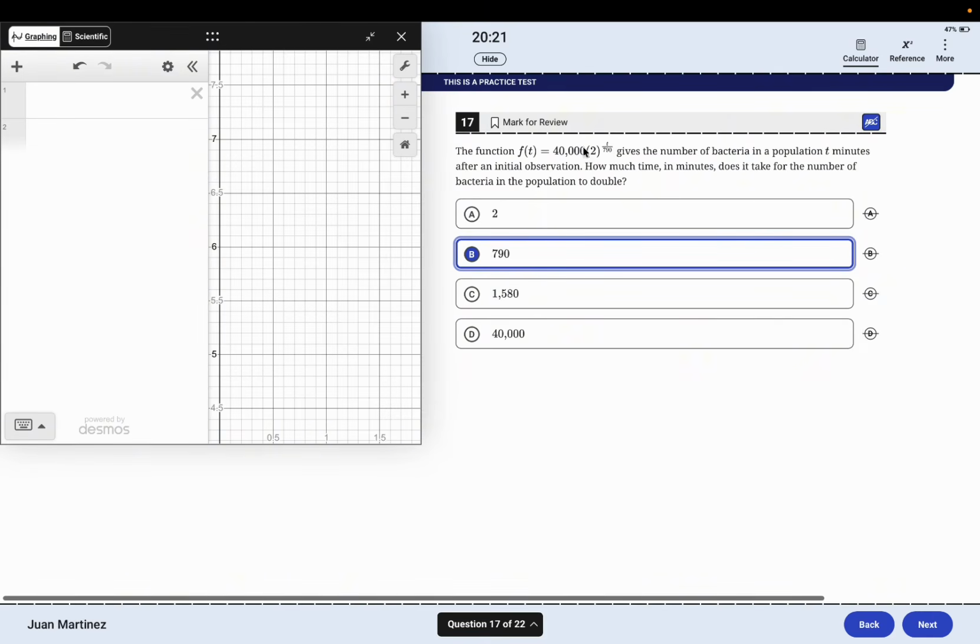And 2 to the power of 1 is going to be 2, and 40,000 times 2 is double, right? But if you didn't know how to do that for whatever reason, you can just plug it in, right? So let's just say f of t. You can just plug in the equation f of t, 40,000 times 2 to the t over 790, and you can go through each of these answer choices and pick whichever one matches. So if we did f of 2, that is not 80,000, that's not double. But if we did 790, yeah, that's double. So we're correct on that one.